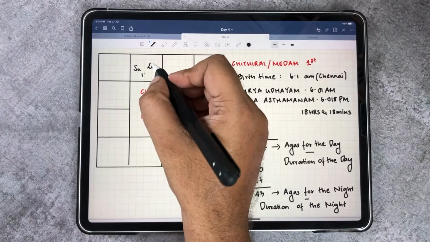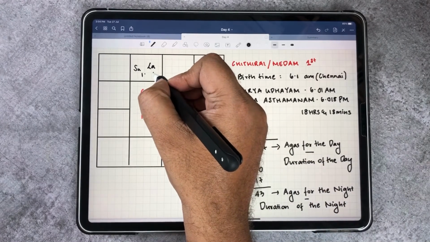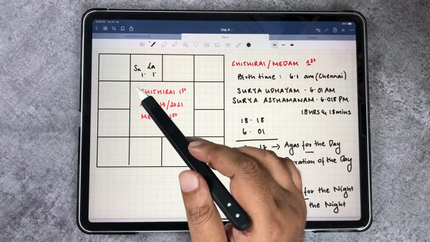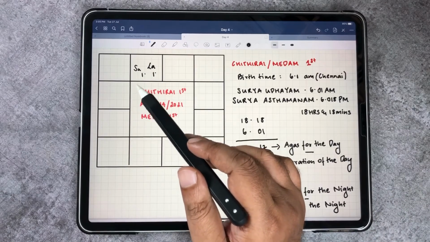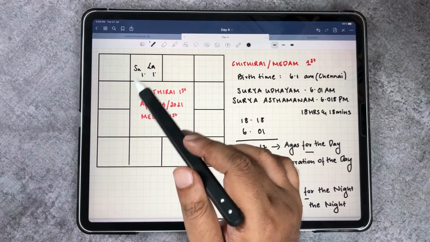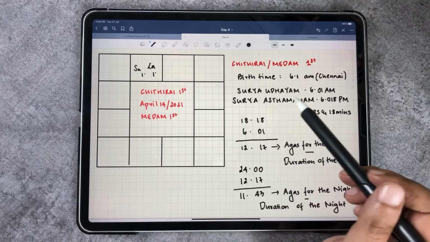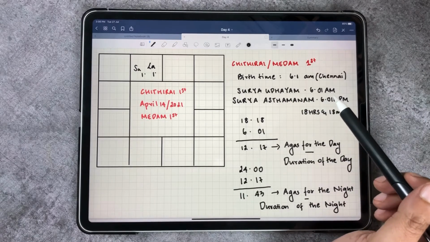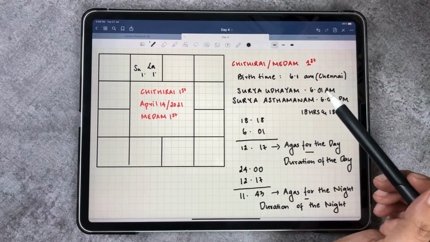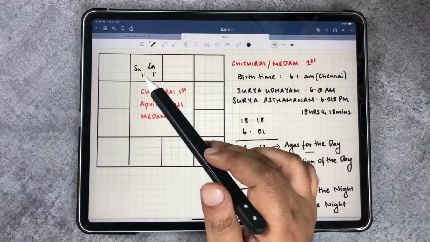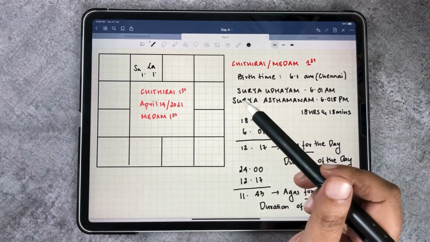So the lagna will also be in 1 degree. So here we can tell that the child is born when the middle limb of the sun has risen in the Rashi in the eastern horizon, which means sun is at 1 degree. There is a Surya Udayam happening at 6:01 am and the child is also born at 6:01 am, which means both the lagna and the position of the sun would be same.